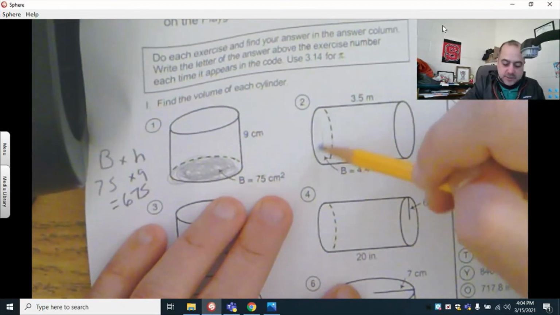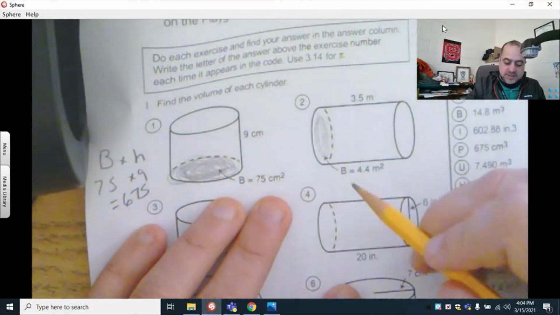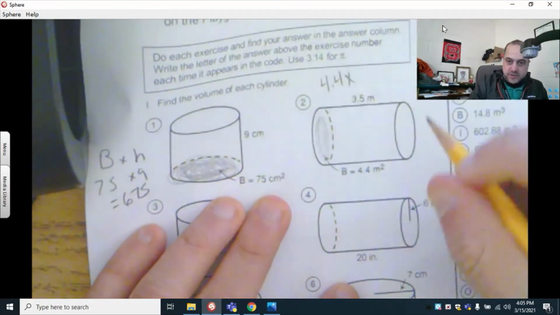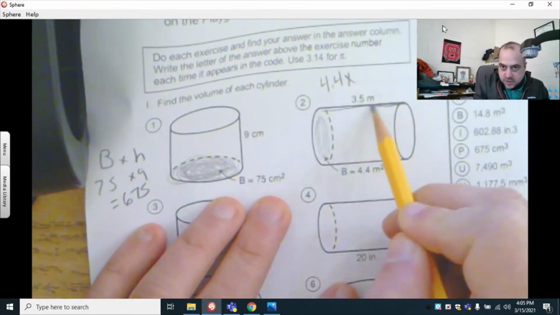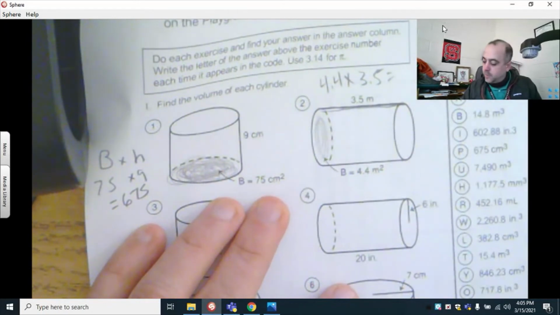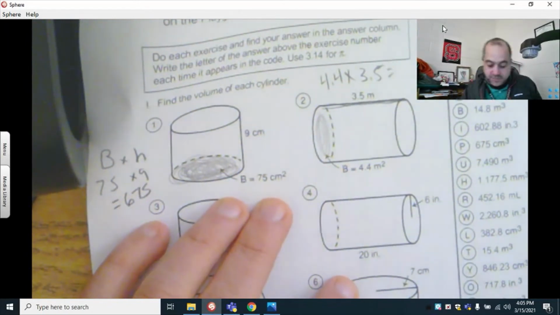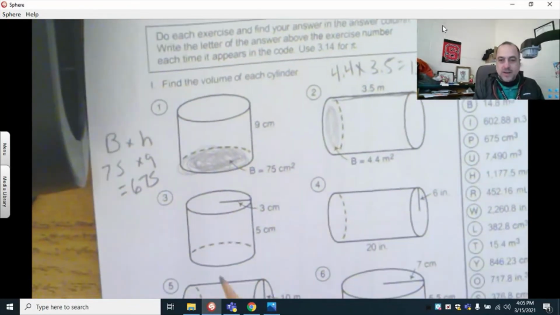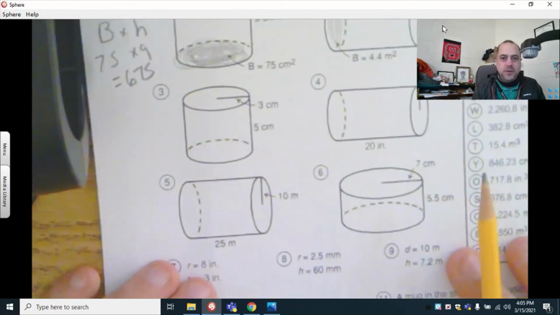Now, same with this one. Here's our base. It said the area of the base was 4.4. We're going to times it by the height of this, which is this long one right here, 3.5. 4.4 times 3.5 is 15.4. Easy.